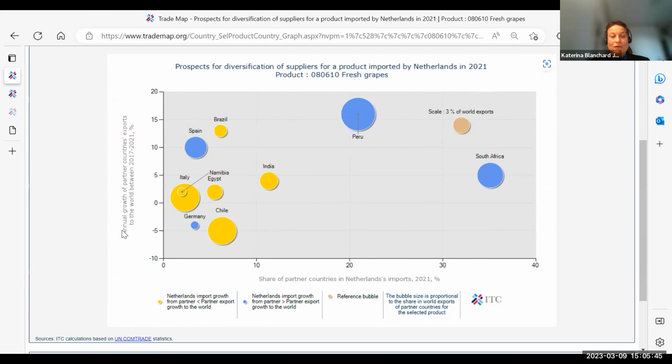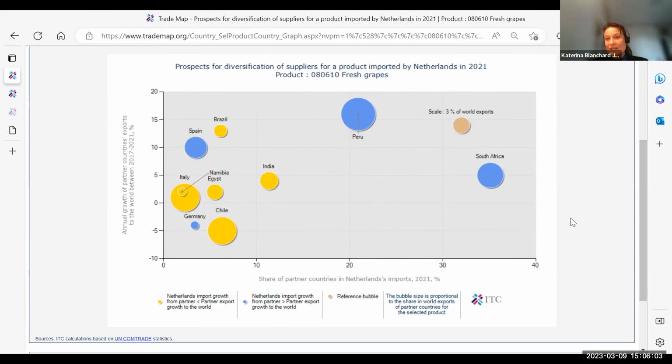This is the indicator of how fast the exports from the partner countries are growing on the global scale for this particular product. So we see that the Peruvian exports of fresh grapes are very dynamic compared to competitors.